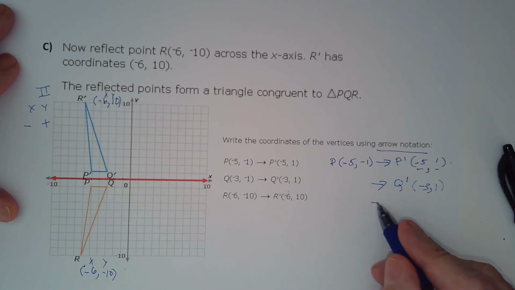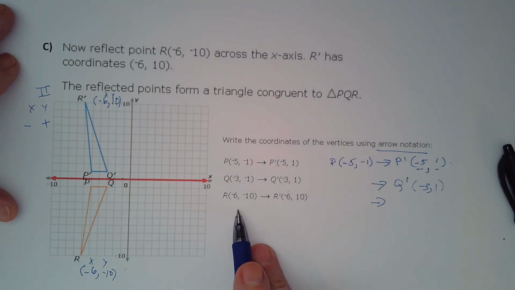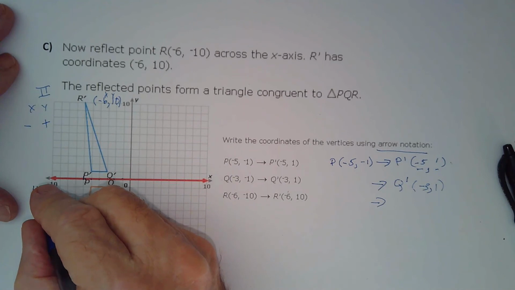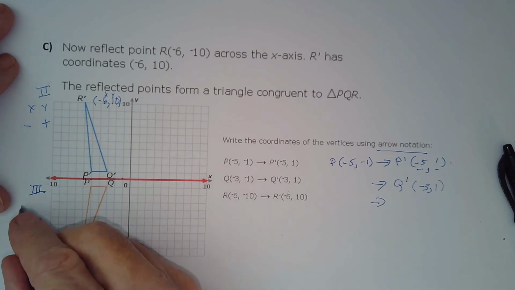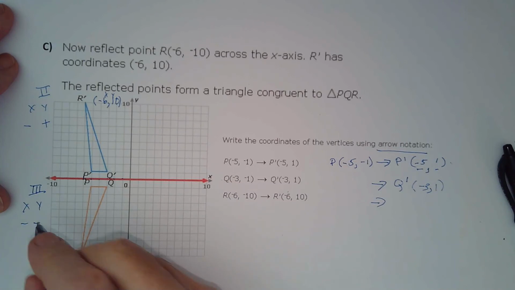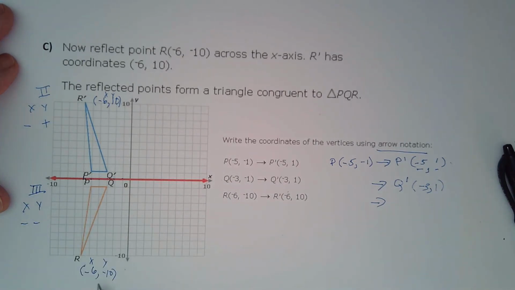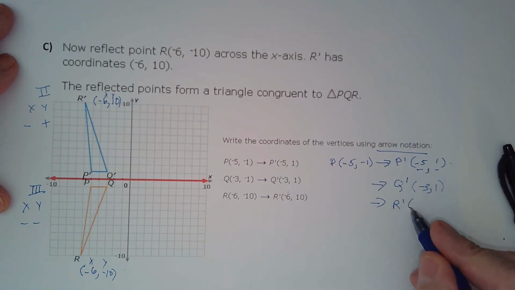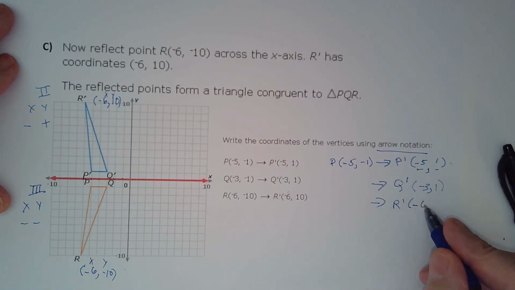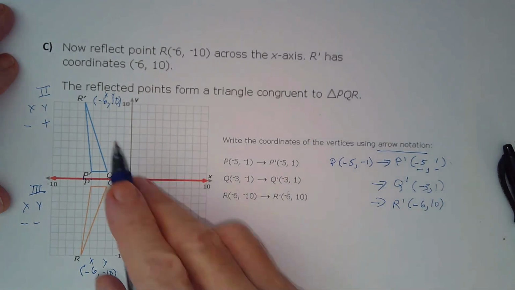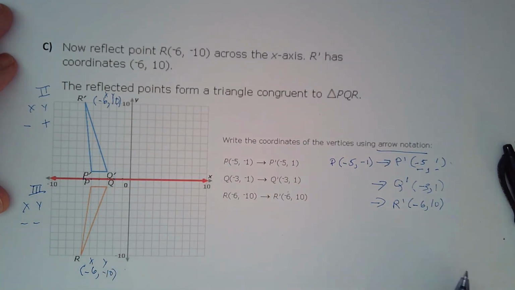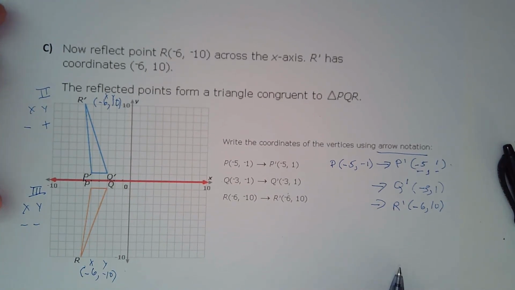Okay, the last one, same thing. R down here in the third quadrant. X is negative and y is negative, and so we had R down here, -6, -10, so that means R prime has to be x is -6, but y is +10, which is exactly what we got up here. Okay, so that's how you do the second IXL if you haven't done it yet.